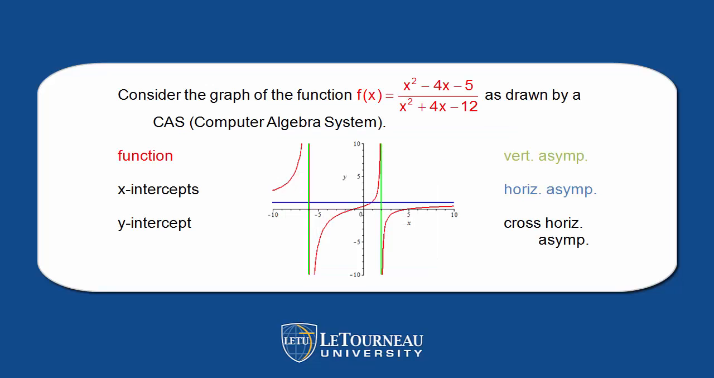So consider this graph as drawn by a computer algebra system. There's our function in red. The vertical asymptotes are in green. The horizontal asymptote is in blue, as is where it crosses its horizontal asymptote. We have some x-intercepts, and we have a y-intercept.